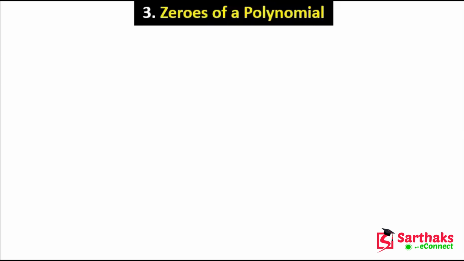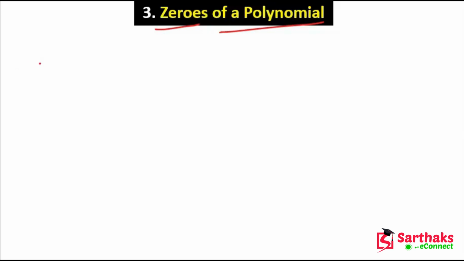Today we are going to discuss zeros of a polynomial. What is zeros of a polynomial? For a polynomial, there could be some values of the variable for which the polynomial will be 0. These values are called zeros of a polynomial.